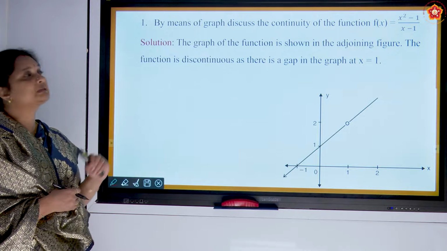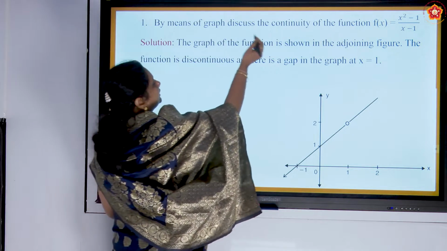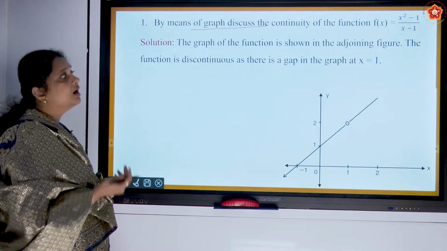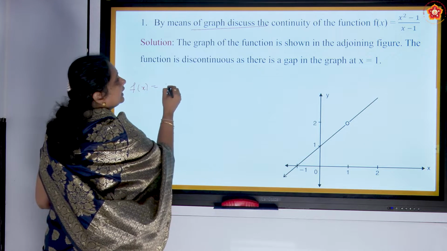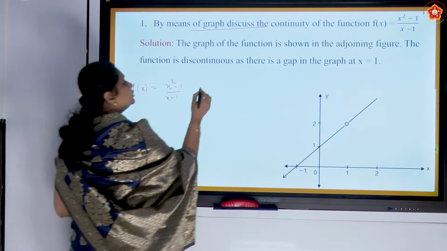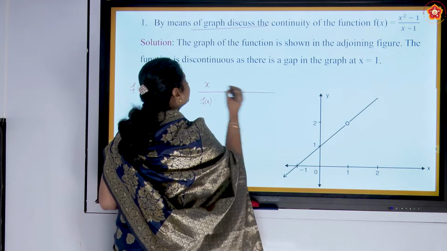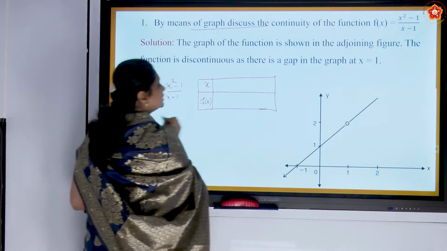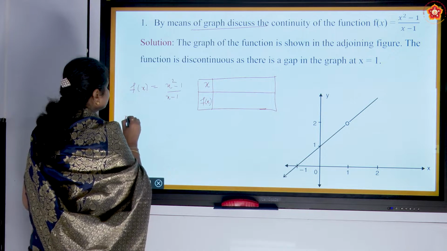So now let's plot it on a graph and then read the graph and see whether it is continuous, because it says with the graph discuss the continuity of the function. How do you graph this function? Your f of x is equal to x square minus 1 by x minus 1. Now you give values for x and find the relevant f of x values and find the coordinates first before you plot it on the graph. So let's start giving values. So we'll give minus 1 first to x.